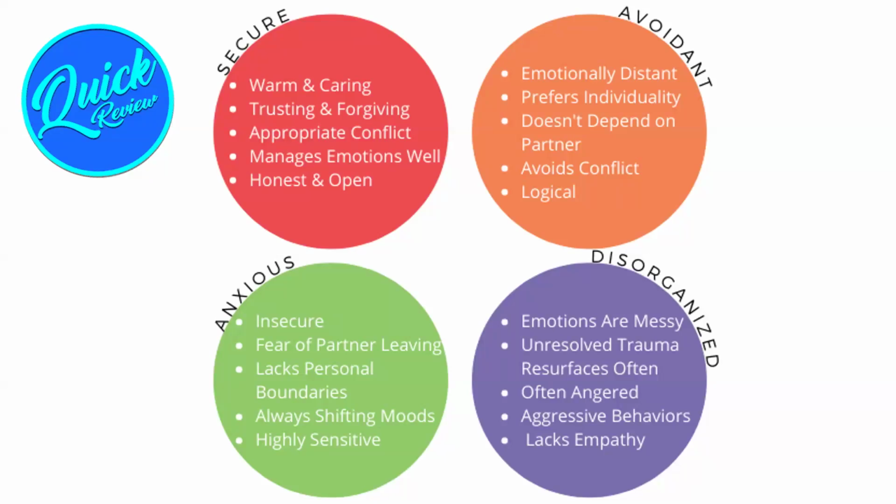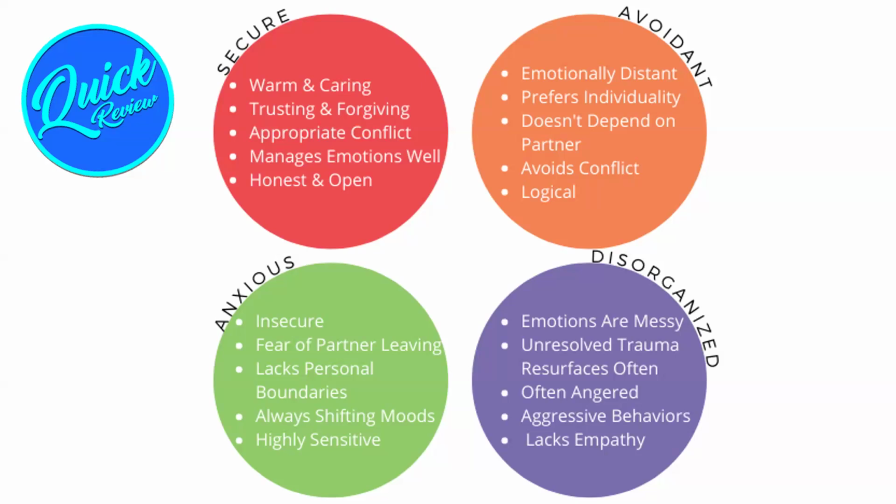Then we have anxious insecure attachment. Here the child will be very insecure. He'll fear that someday the partner will leave him. He'll feel like my parents are going to leave me, and in future also he'll feel like my partner is going to leave me or cheat. They will lack in setting personal boundaries, and always show shifting moods, like sometimes very loving, and suddenly very loud, very shouty. And they will be very sensitive. If we say something here and there, they'll be like, I'm angry now.